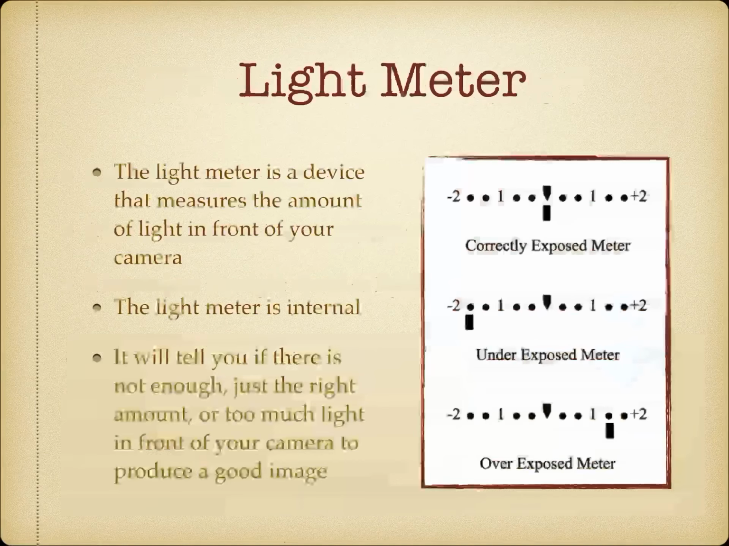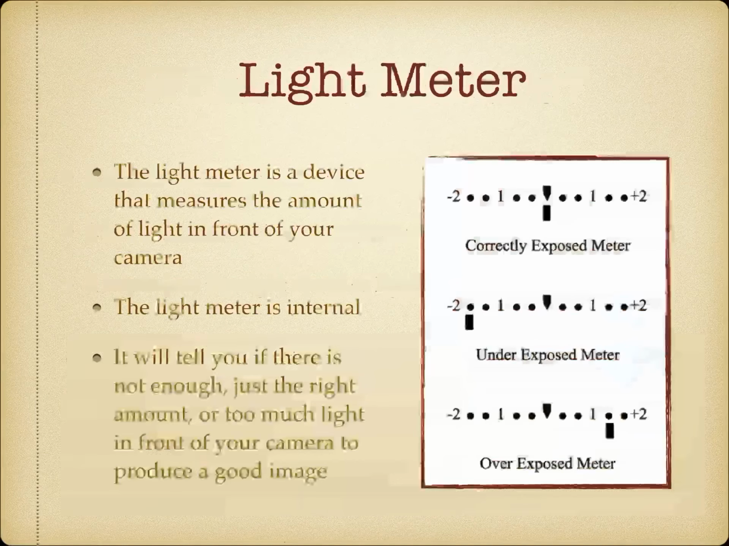Now, lucky for you, your camera has this thing that is internal that's called the light meter. What it does is it actually reads the amount of light in front of your camera. And it tells you whether you have enough light or not enough light or too much light. Every camera has this device internally, right?